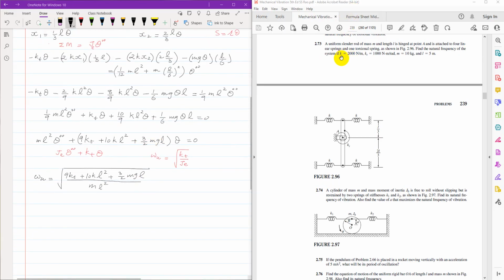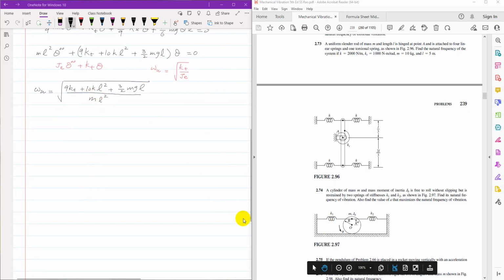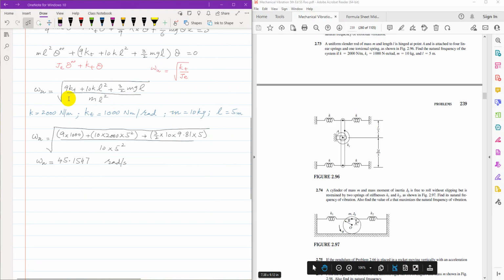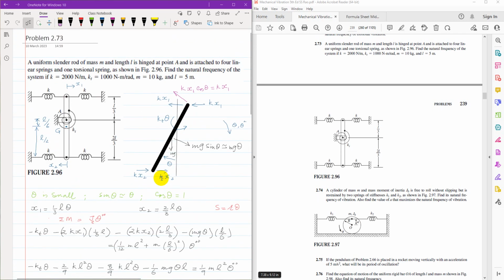And then all the values are given there. K is equal to 2000, kt is equal to 1000, m is 10 kg, and L is equal to 5 meter. So these values can be substituted in this expression. After substituting the values of K, kt, m, and L in the expression, the natural frequency is 45.1547 radian per second, and that is the solution of this problem. So thank you very much for watching.